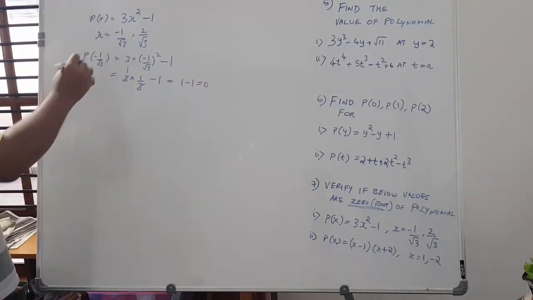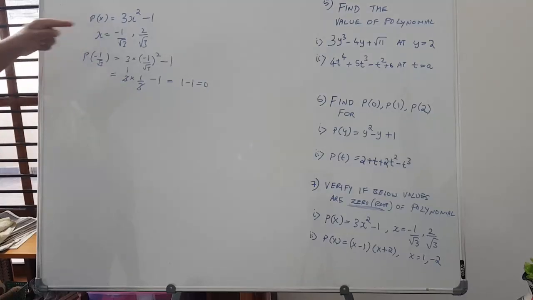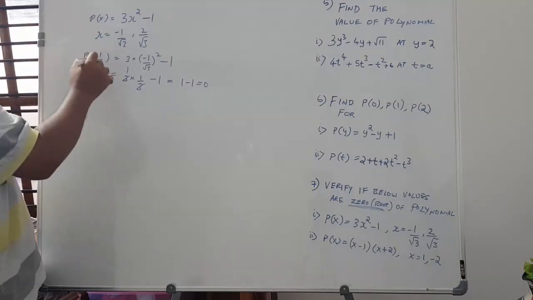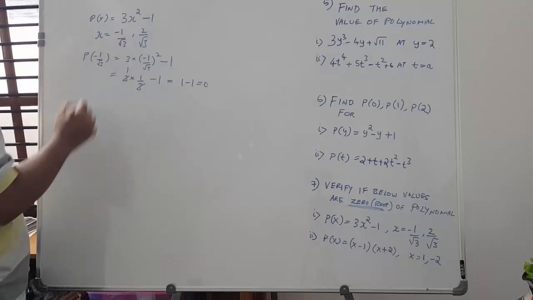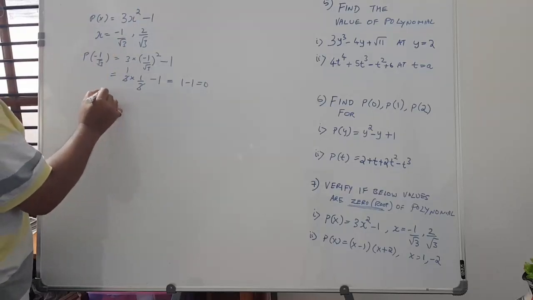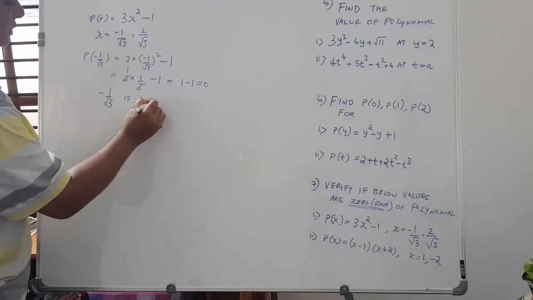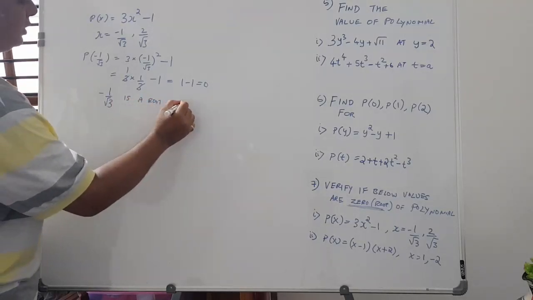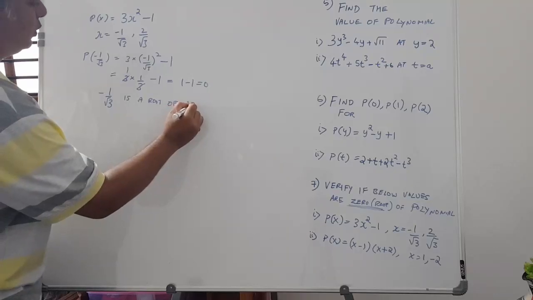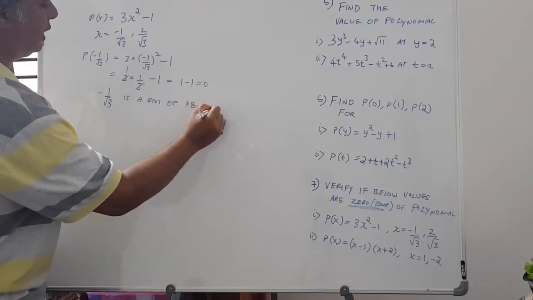Okay. So minus 1 by root 3 is actually a root of this polynomial, because when we have a value minus 1 by root 3, we are getting 0. So minus 1 by root 3 is a root of the above equation.